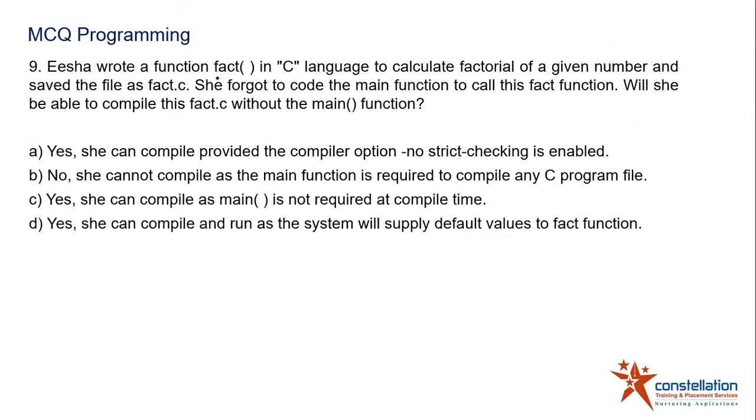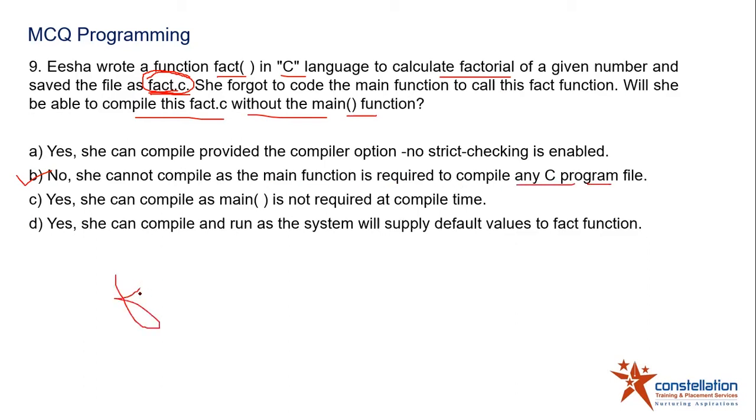Now C wrote a function fact in C language to calculate the factorial of a given number and saved the file as fact.c. Now C forgot to code the main function to call this fact function. Will C be able to compile this fact.c without the main function? Now here you see it is fact.c, so it means it is a C file. The basic requirement for any C file to compile is that it has to have a main function. So the answer is no, C cannot compile as the main function is required to compile any C program.